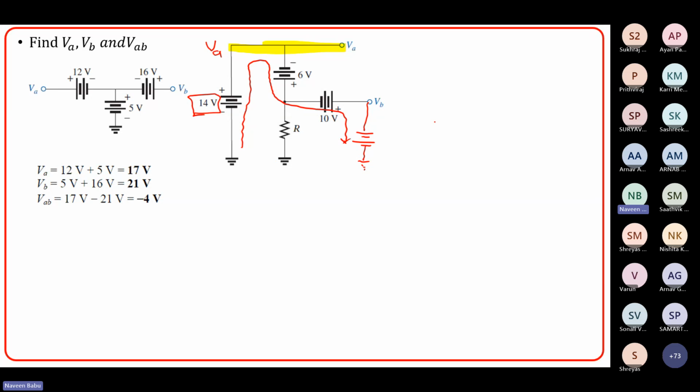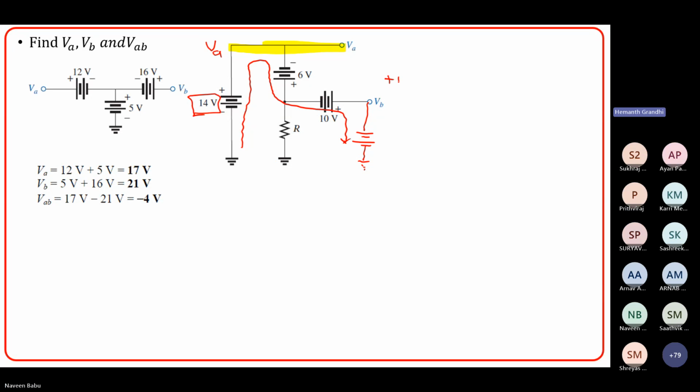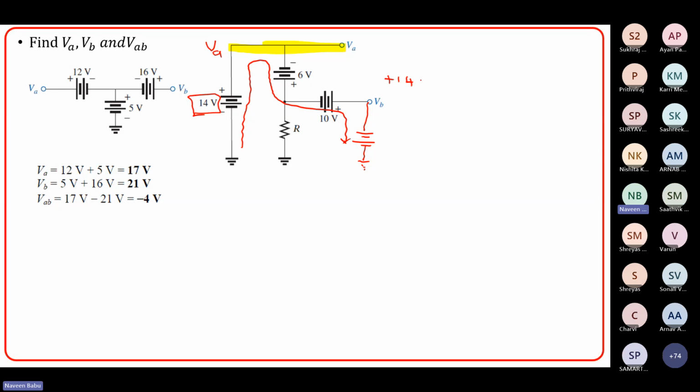Yeah. So what is this voltage? It is plus 14, and then plus 6, and then plus 10 minus VB equal to 0. So VB is equal to 30 volts, right? So let's see the answer. Yes, VB is equal to 30 volts and VA is equal to 14 volts. VAB is 14 minus 30, which is minus 16 volts.